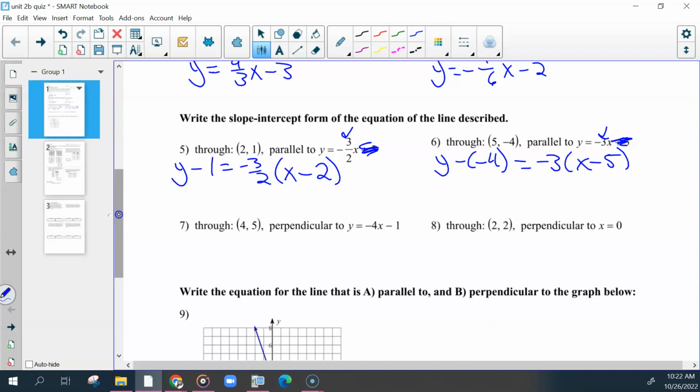Starting with number 5, we would need to distribute. Be careful and double check your math. Some of you got 3 but still kept it negative. Double check that in your calculator. That way you have the right sign. Some of you got a positive but not 3. So again, double check your math. Add 1 to both sides. So y equals negative 3 over 2x plus 4 was the final equation for that.